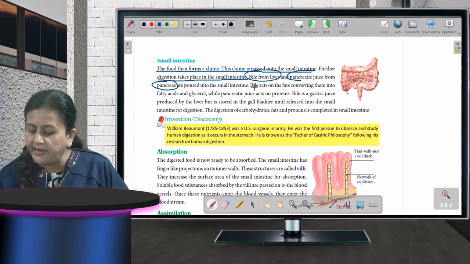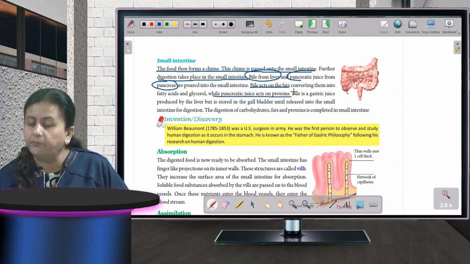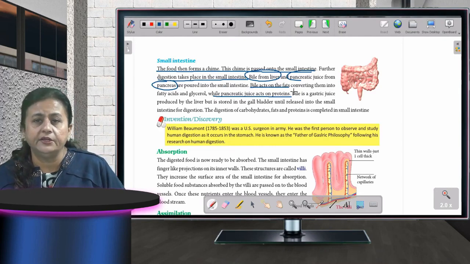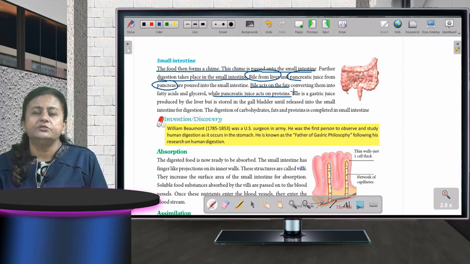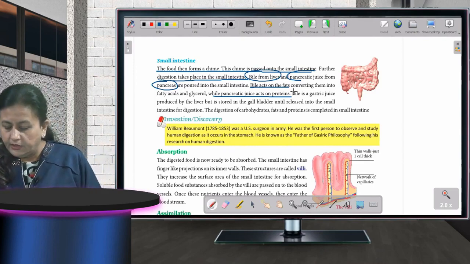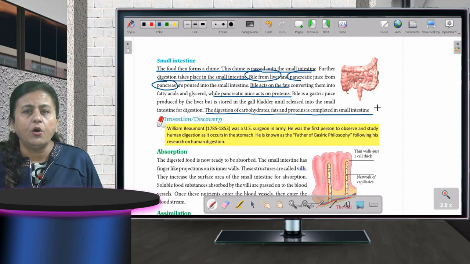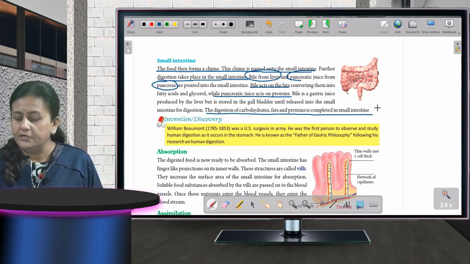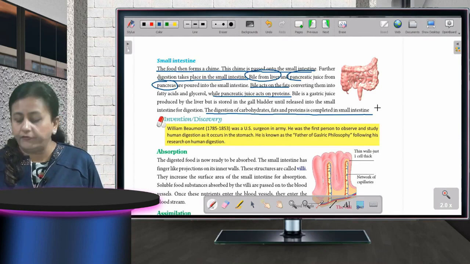Now, what is happening? Bile is acting on the fats, okay, and pancreatic juice is acting on proteins. Bile acts upon the fats which are there in the food, and pancreatic juice acts upon the proteins which were there in the food, okay. Now, the digestion of carbohydrates, fats and proteins is completed in the small intestine. This is very important. All the last processes are carried out in the small intestine. Now, the food has been broken down into simpler form. The process of digestion is complete.